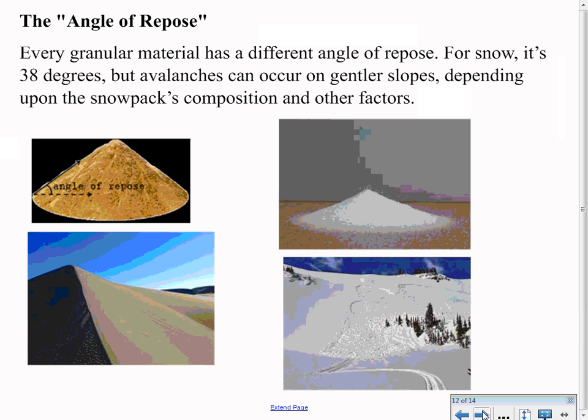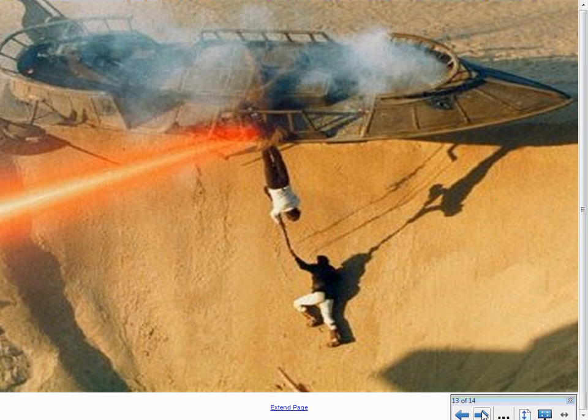Snow, of course, also has an angle of repose. It's 38 degrees in general. I know there are different types of snow, and depending on the snow's composition and other factors, it can be different than 38 degrees, but overall, snow rests at 38. So, moral of the story, keep away from the Sarlacc, for sure.